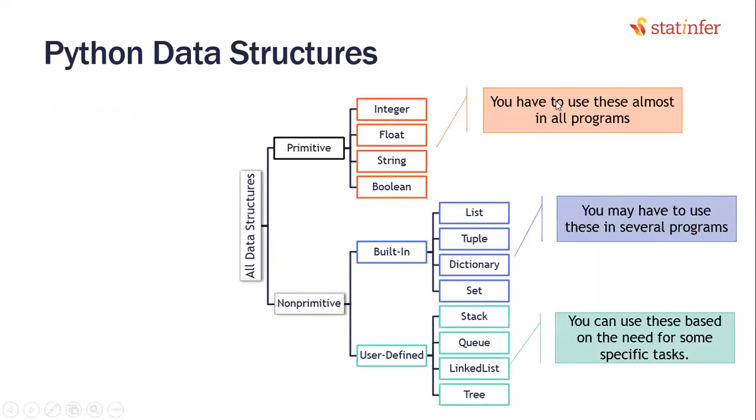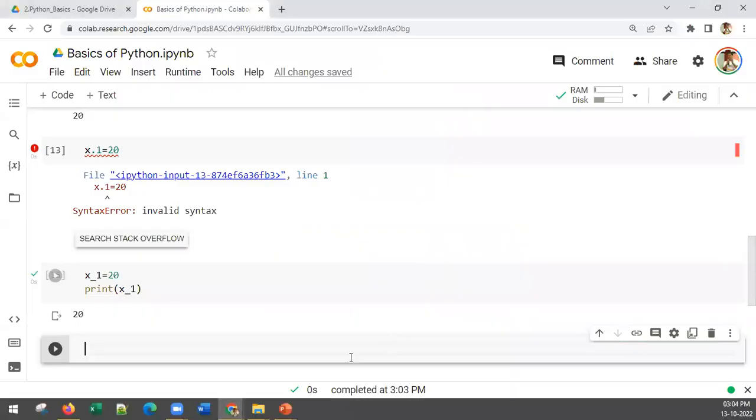So usually what happens is these integer, float, string, boolean, we almost always work with regularly. List, tuple, dictionary, set, depending on the situation, we may have to create and use them. These also we work with very regularly, especially a list, a dictionary, a tuple, definitely we work with them. And these are a little advanced, depending on the need. When you are doing advanced programming, you may need them, but not in every situation. So let us understand these one by one.